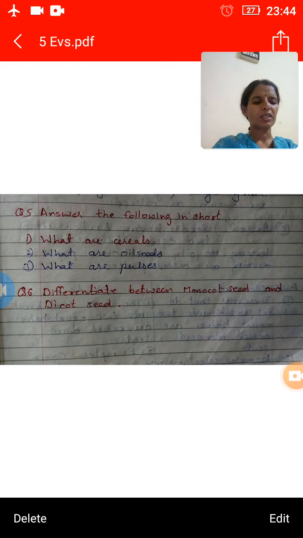Cereals are the seeds which turn into broken pieces or powder. Oilseeds are the seeds releasing oil while breaking into pieces or powder. And pulses are the seeds breaking into 2 equal halves but leaving no oil mark on a paper during rubbing. Now the next question is differentiate between monocot and dicot seed.